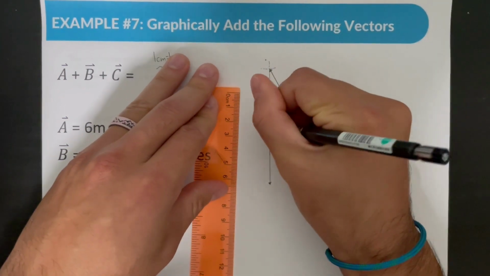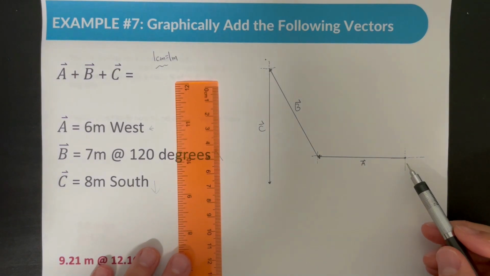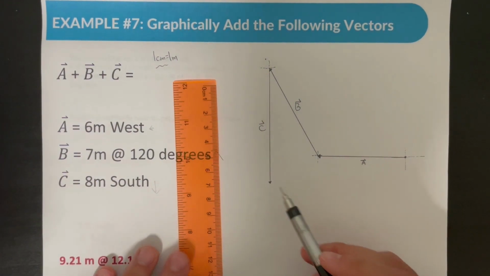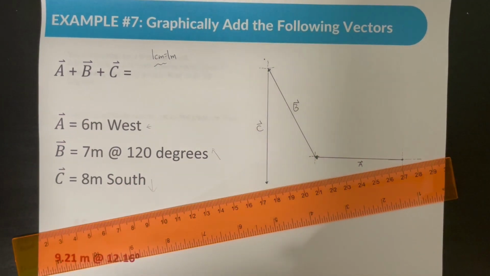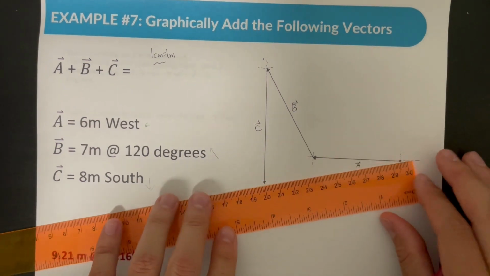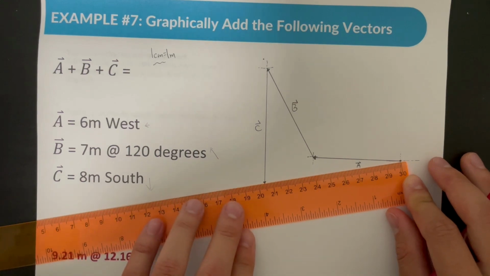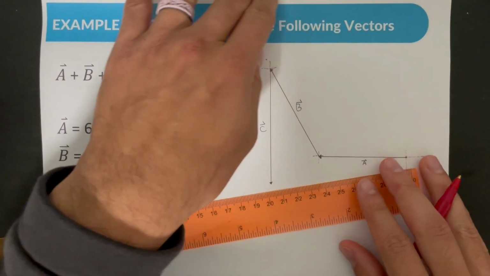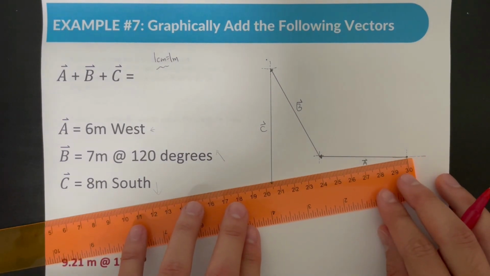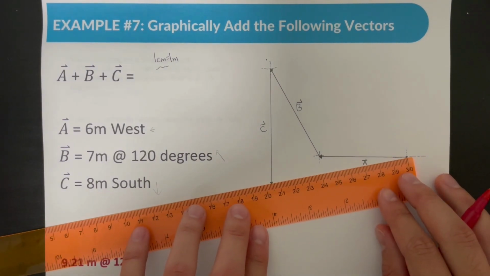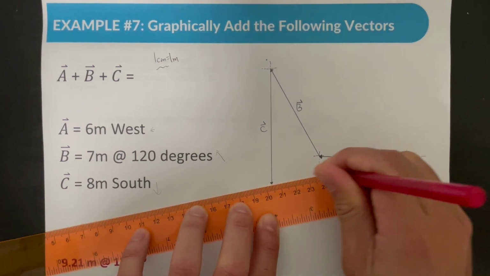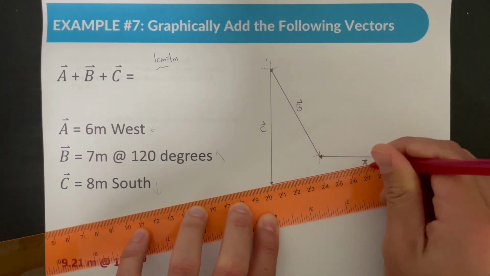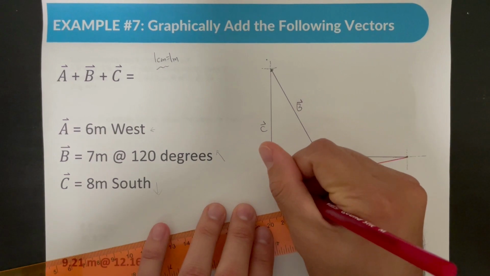And that's C. And we're finding the result vector from where we started all the way to where we ended. Okay, so let me get my red. Where's my red? There you are. All right, let me draw it first. Don't like the angle of all this, but here we go. Okay, that's my resultant vector.